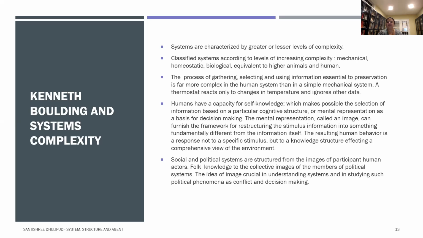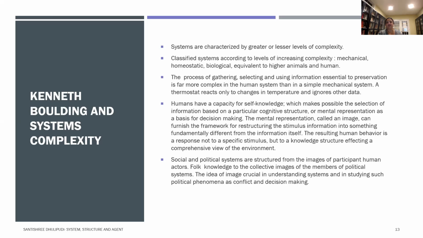The process of gathering, selecting, and using information essential to preservation is far more complex in the human system than in a simple mechanical system. A thermostat reacts only to changes in temperature and ignores other data. Humans have a capacity for self-knowledge, which makes possible the selection of information based on a particular cognitive structure or mental representation as a basis for decision-making.